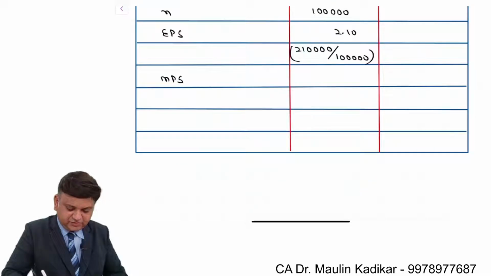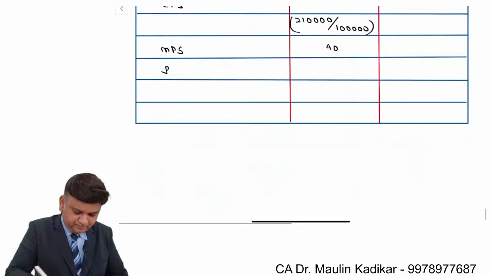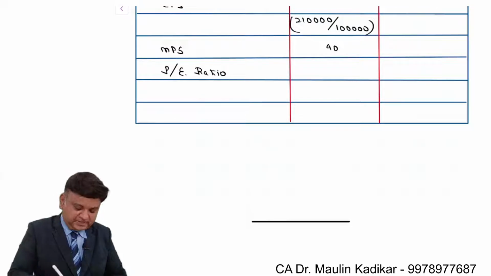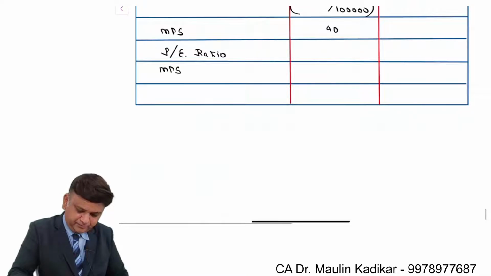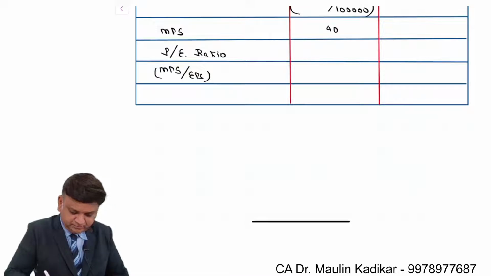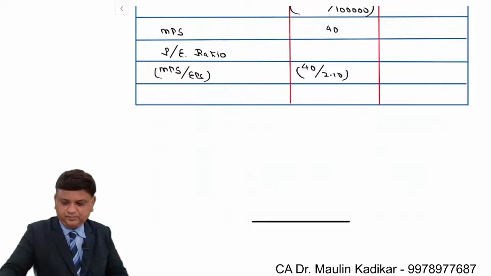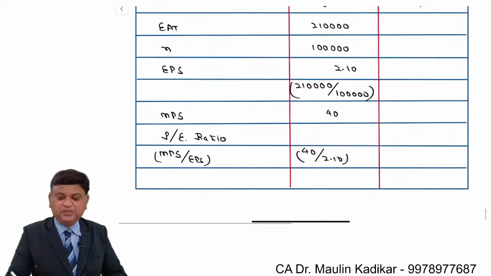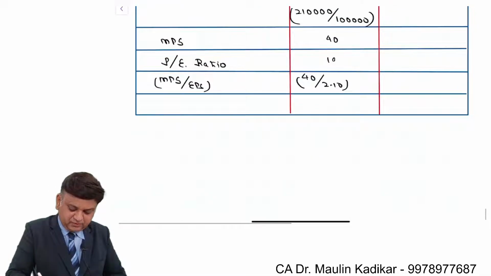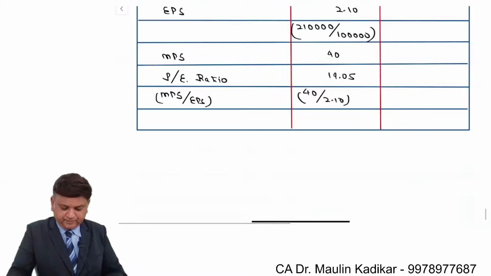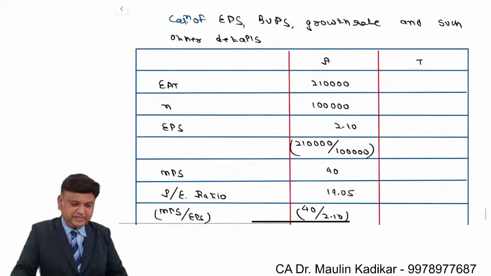The market price of the equity share is 40. So the price earning ratio is calculated as MPS upon EPS. So 40 rupees divided by 2 rupees 10 paise comes to 19.0476 or 19.05 times. That is the way we can make the computation of the price earning ratio.